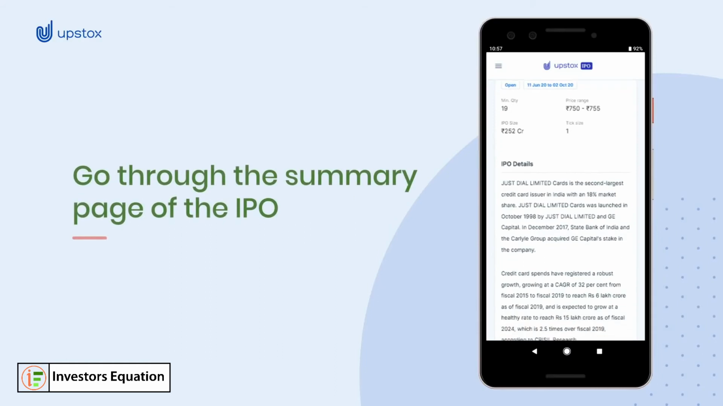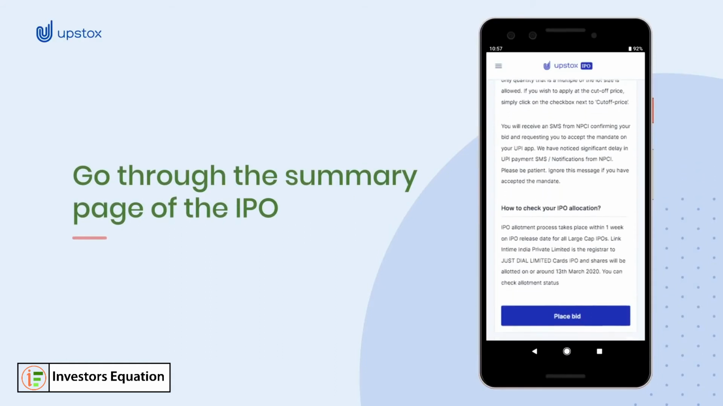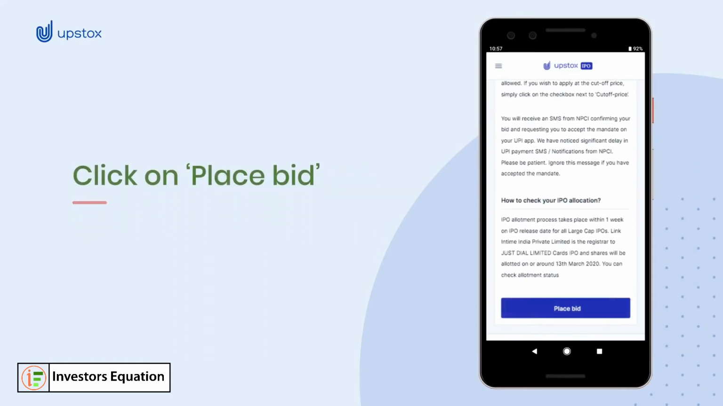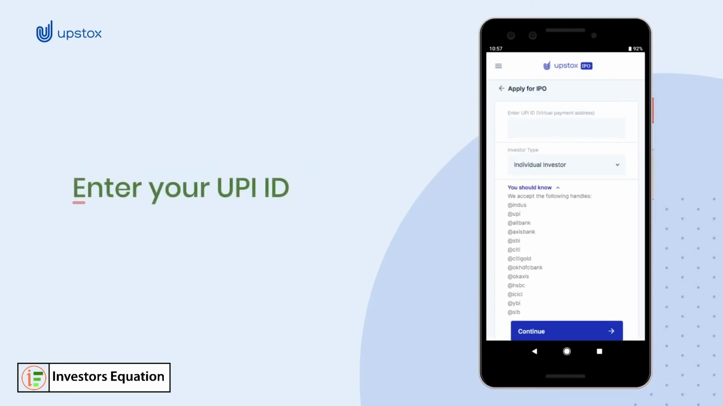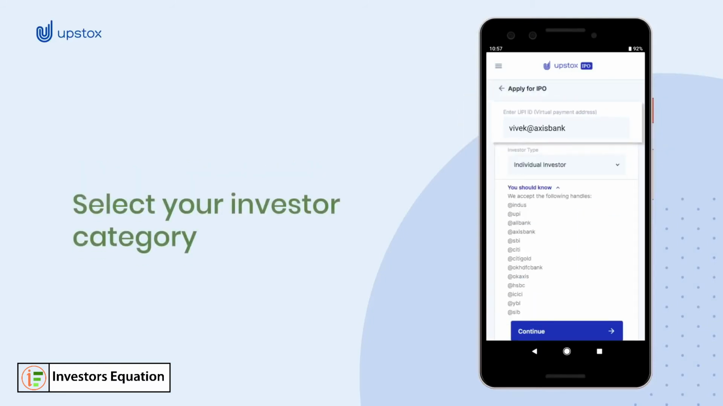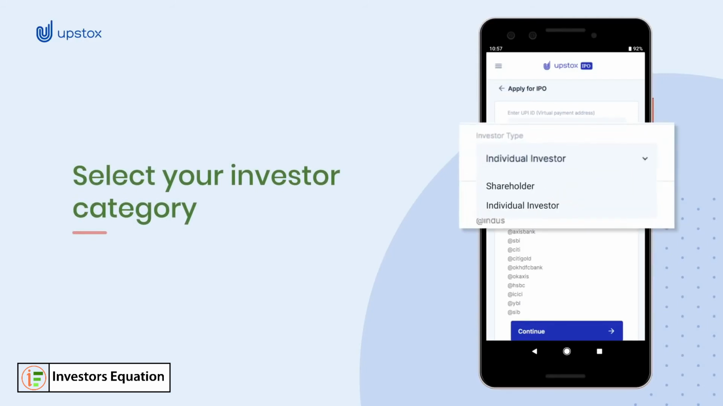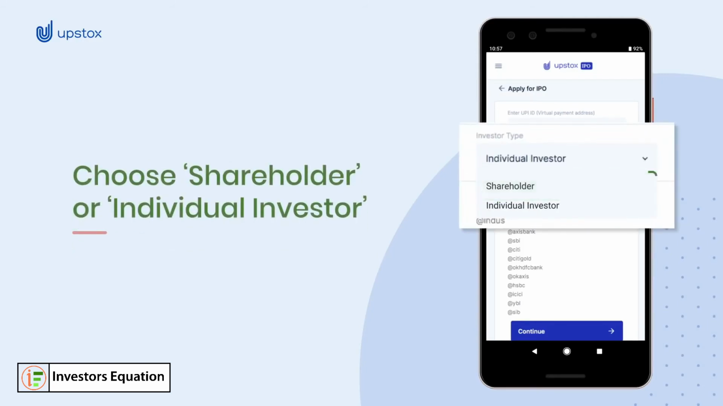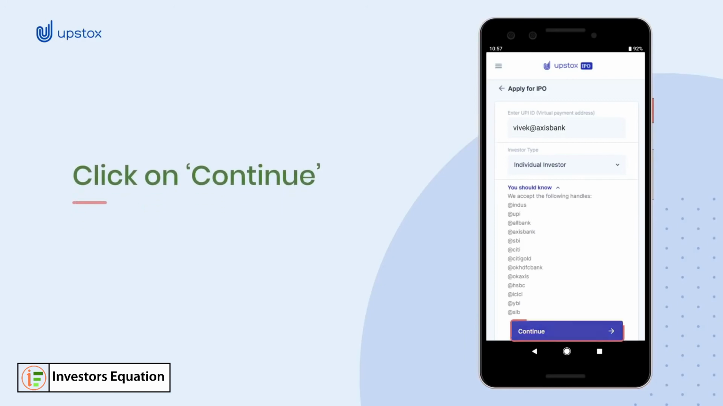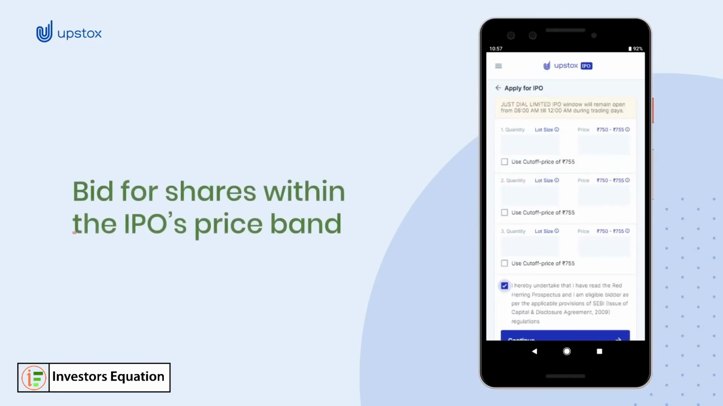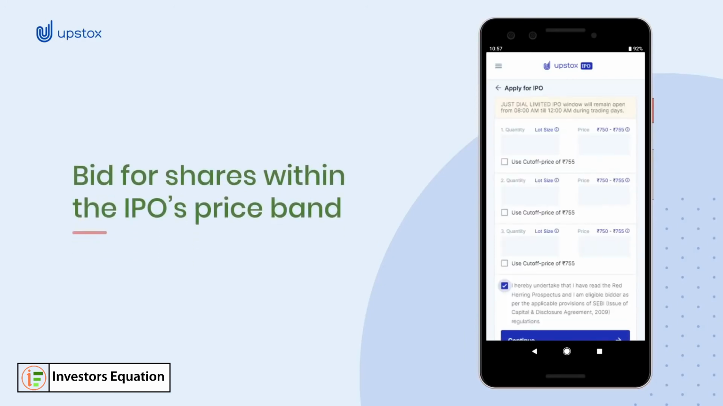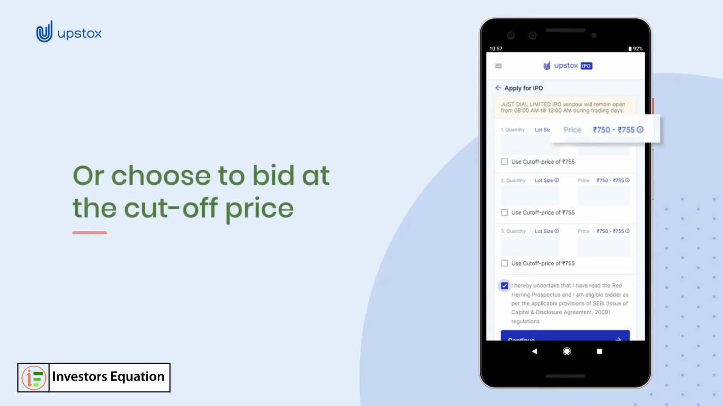Go through the summary page of the IPO that you selected and click on Place Bid. Next, enter your UPI ID and select your investor category. If you're an existing shareholder, choose Shareholder. If not, you can choose Individual Investor. Click on Continue.